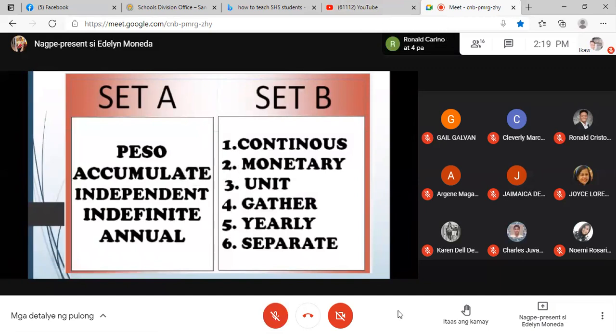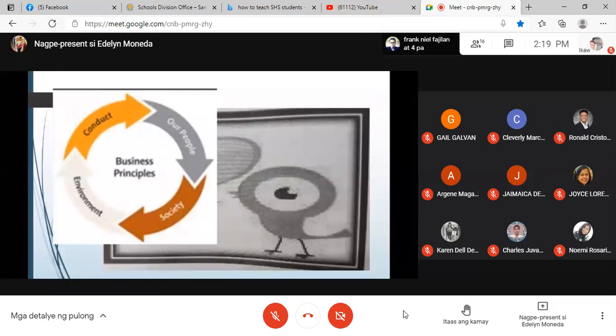Alright. So next, I have here a picture. You know Tweety Bird? Yan si Tweety Bird. That is a picture of Tweety Bird tweeting something in a speech balloon. Please study and analyze the speech balloon and what it implies. Meron tayong nakasulat dyan na business principle. If you analyze it, what does it imply? Parang cycle po, ma'am. Yes, correct. It is a cycle of business principles. Tama. Very good.